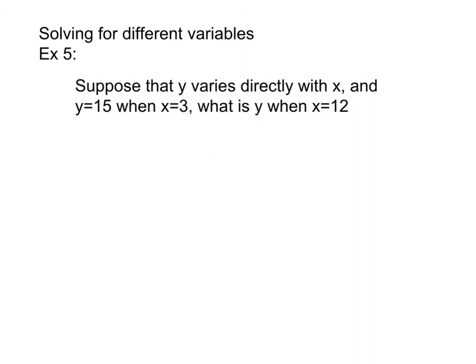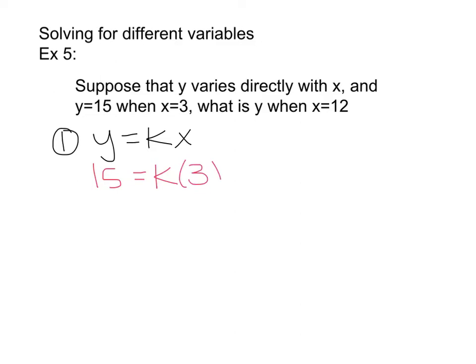So I do this in 3 parts. The first part I do is, since it gave me this first part of my sentence, suppose that y varies directly with x, I can use the formula y equals k times x. Then if you look at the second part of this sentence, it says, and y is 15 when x is 3. So if I plug in my 15 and my 3, I am able to determine what my k value is. So I divide both sides by 3, and I get that k is 5.